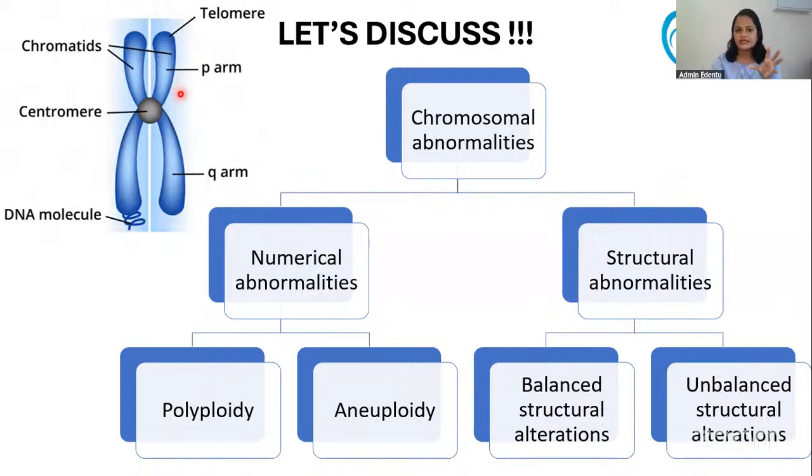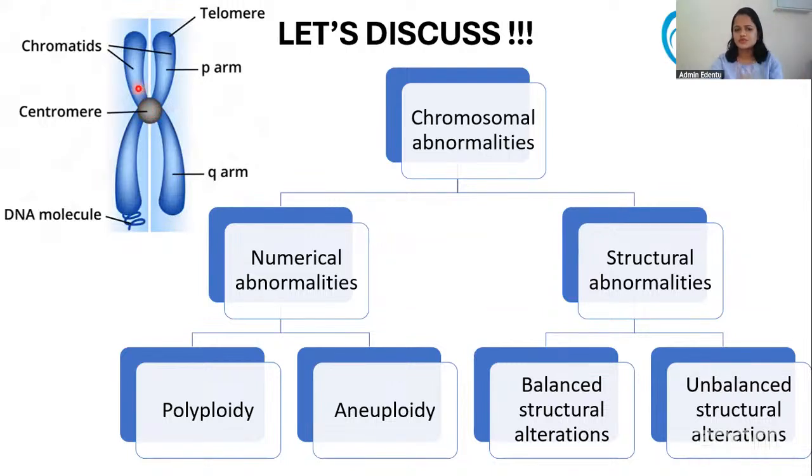Now these chromatids are joined together at the center by a structure called the centromere. The centromere position is not the same for every chromosome. Sometimes it is at the exact center, and sometimes it is a little bit away from the center towards the terminal end.